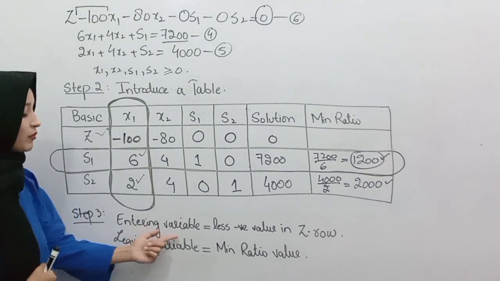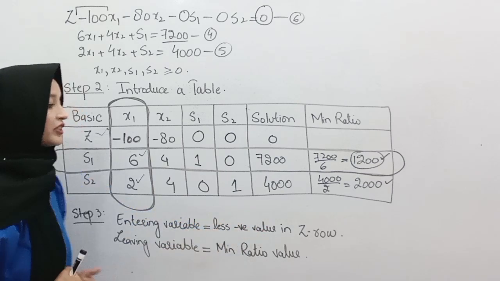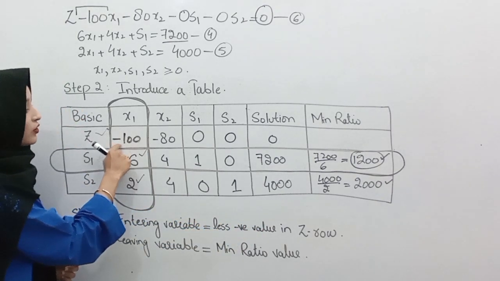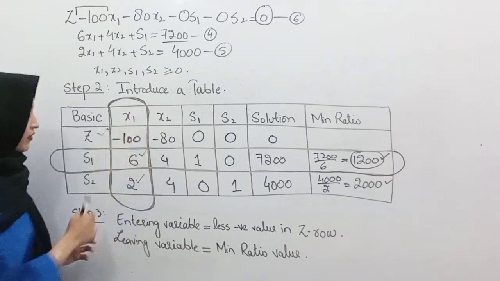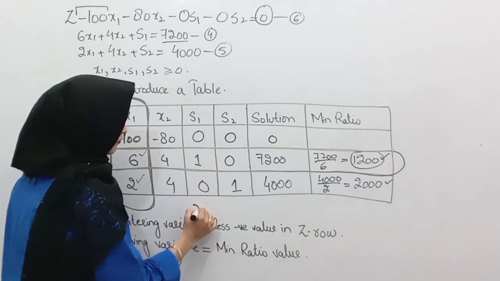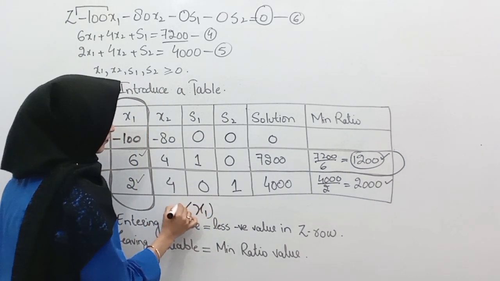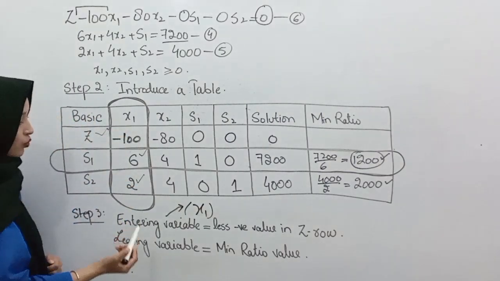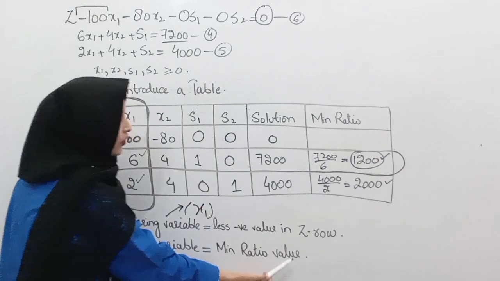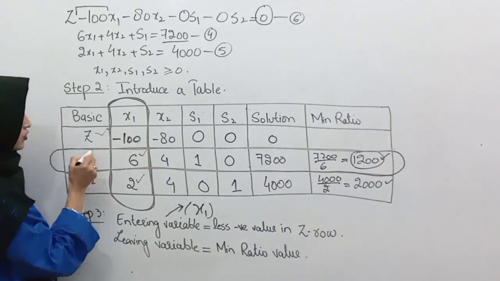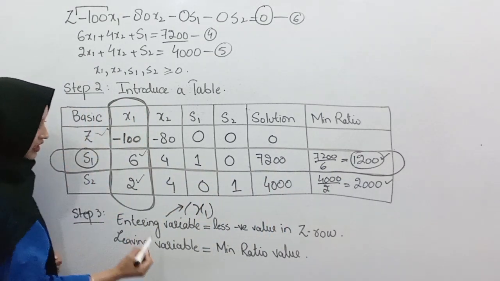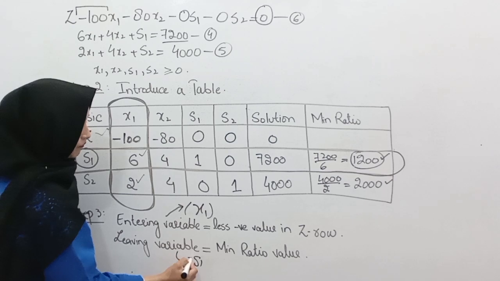The entering variable will be the most negative value in z, and the most negative value in z is minus 100, and it is the coefficient of x1. So the entering variable here will be x1. And the leaving variable will be the minimum ratio value, and the minimum ratio value is 1200 and it corresponds to the S1 row. So the leaving variable here will be S1.